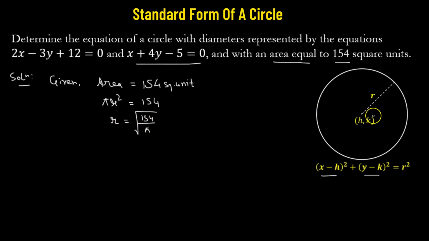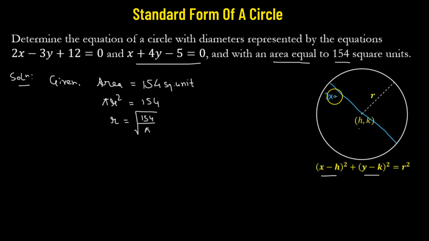Now that we have the radius, our next goal is to find the coordinates of the center. So how do we do that? It's given that we have two diameters whose equations are given. Let's say we have two diameters. This is one of the diameters, and we always know that a diameter passes through the center of the circle. So one of the diameters has an equation.